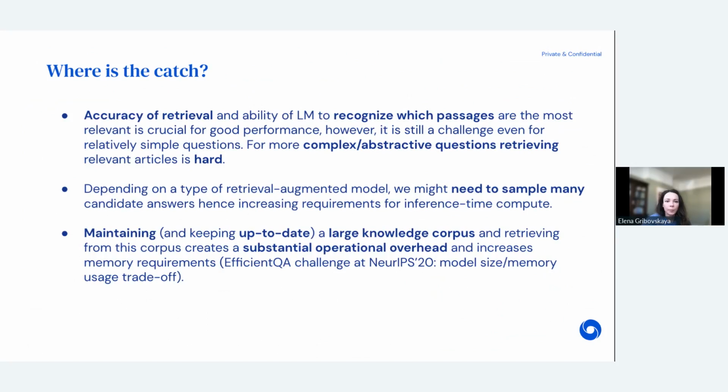Depending on the type of retrieval augmented model, we might need to sample at scale. We might need to sample many candidate answers and then use the model to score their probabilities, and all this effectively increases the requirements for inference time compute. And finally, maintaining and keeping up to date a large knowledge corpus and retrieving from it creates substantial operational overhead and increases memory requirements.